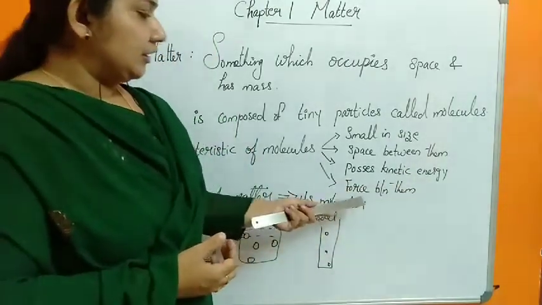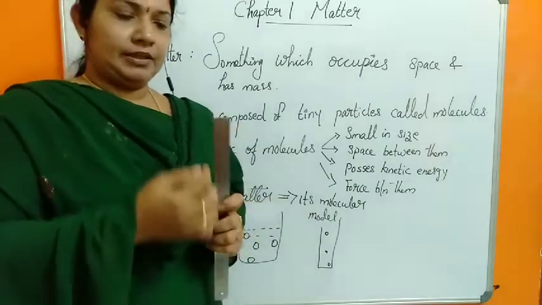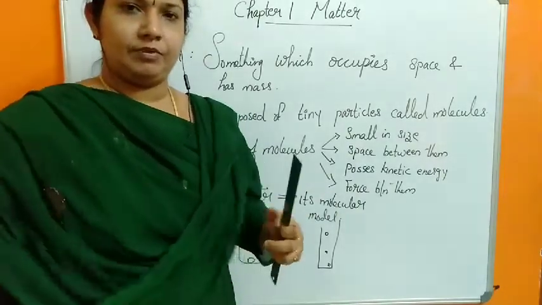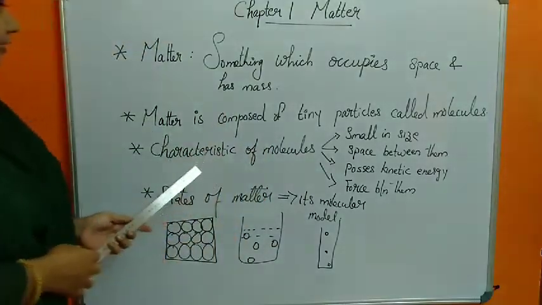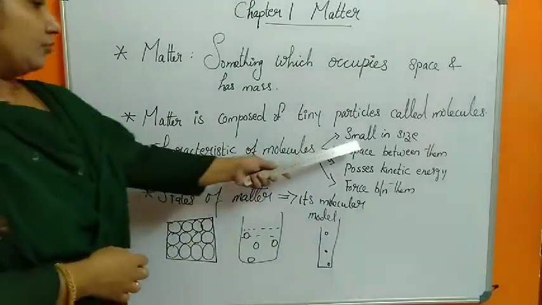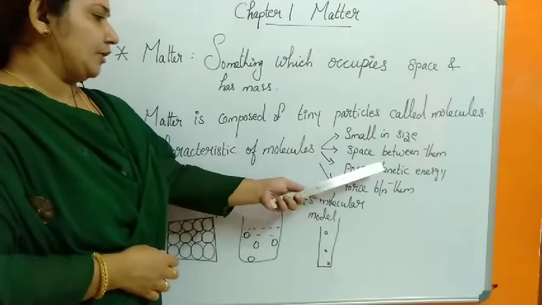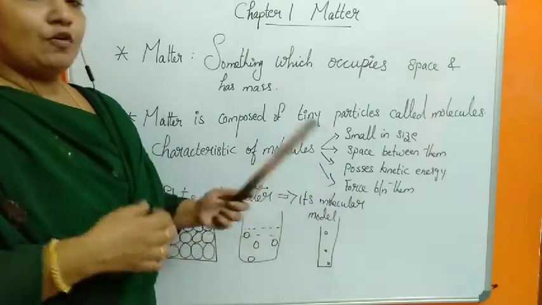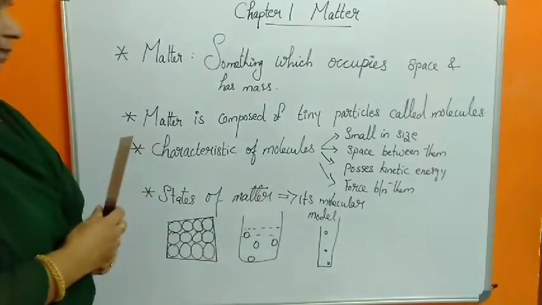The last one is that there is a force between them. Each molecule has a force of attraction between them. So these are the 4 characteristics of molecules. Molecules are small in size. They have space between them. They possess kinetic energy, and they have a force of attraction between them.